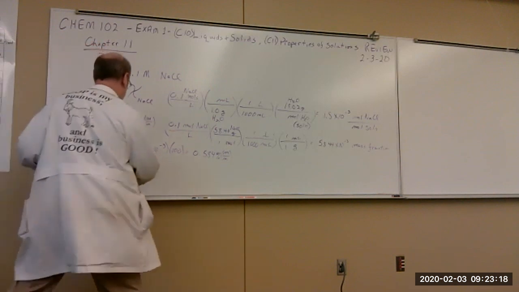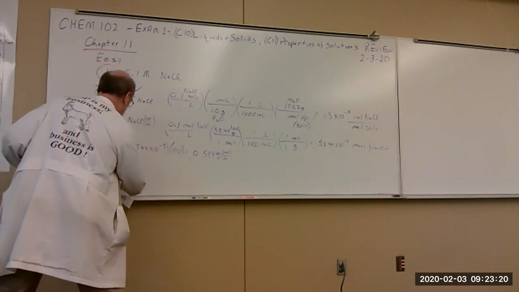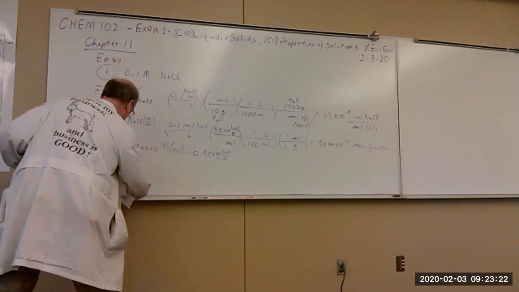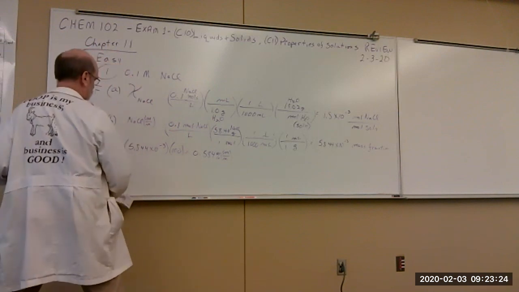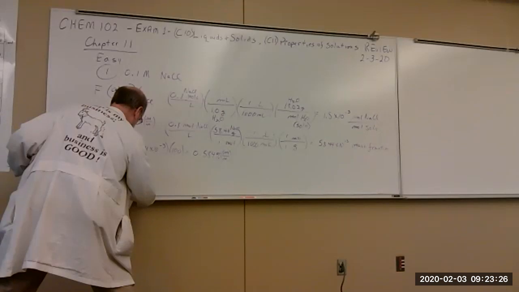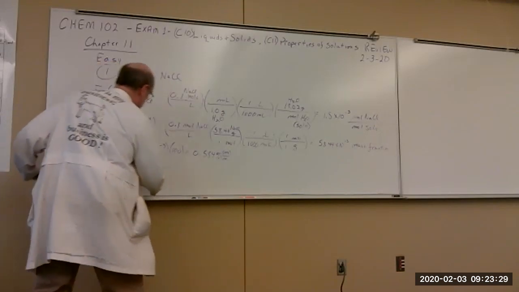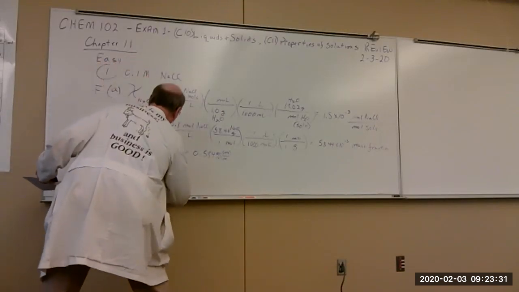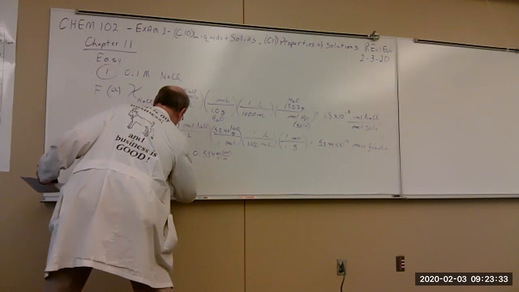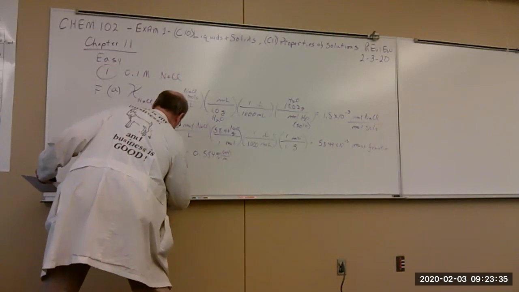Molality, let's see, we're starting off with molar. We want molality, so that's little m. Okay, we have 0.1 mole per liter.